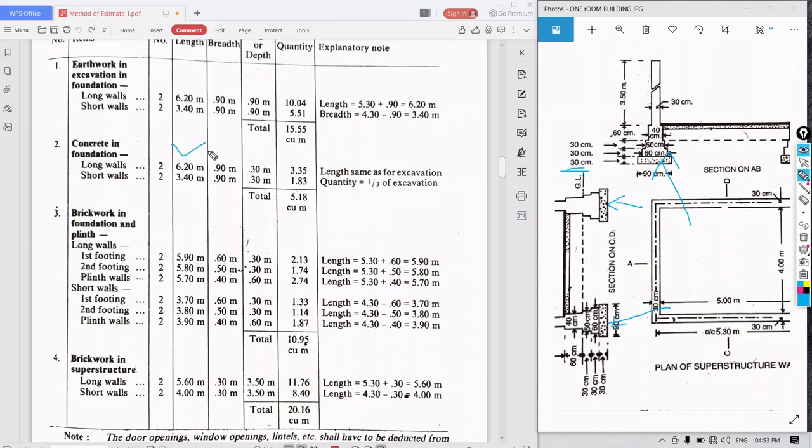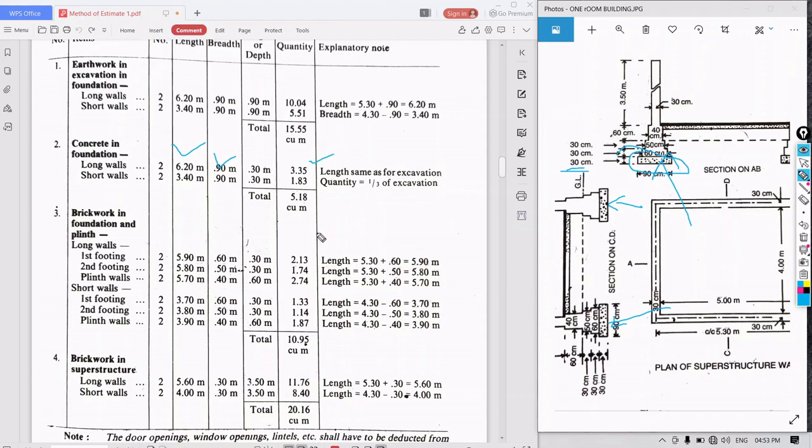So length is the same as that of the excavation in foundation. Breadth is the same as that of the excavation in foundation. Only what changes in concrete in foundation, we have to take the height or depth of the concrete bed. That is what? 30 centimeters. So 0.3, multiply them, you will get the quantity, that is 3.35.